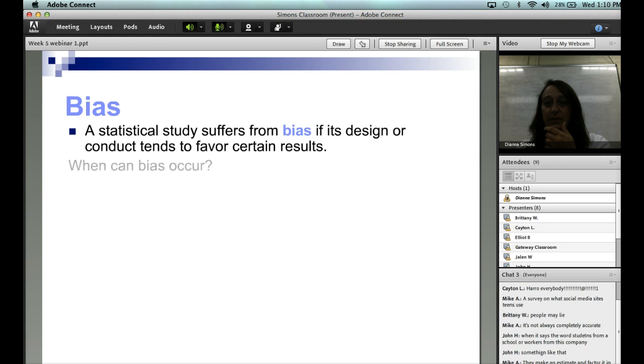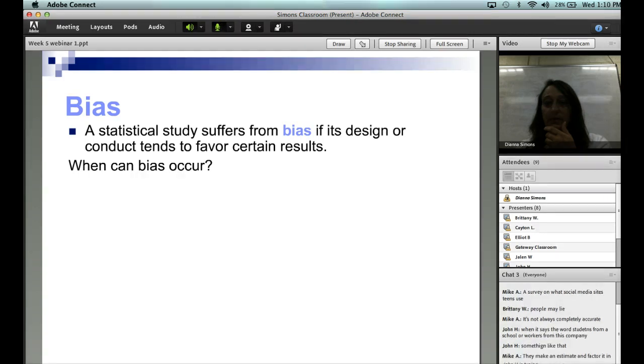So, when can bias occur? All the time. Give me a specific example. If you just look at someone, you can say, "I don't like your glasses," and that's a biased view, because I don't like you for what you wear. But somebody else could say, "Hey, those are cool glasses."